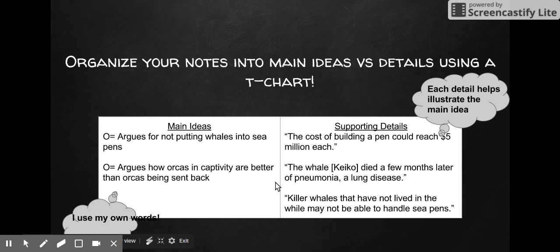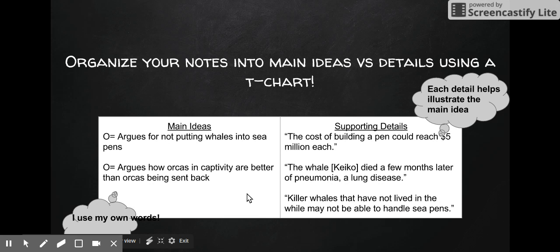So one example is the cost of building a pen could reach $5 million each. So that doesn't support having a sea pen. The whale Kaiko died a few months later of pneumonia, a lung disease, is another supporting detail. And then the last one I put was killer whales that have not lived in the wild may not be able to handle sea pens. Sorry, guys, that's supposed to say wild.